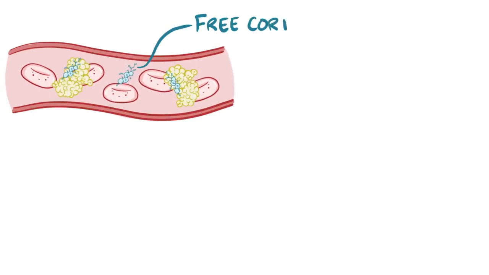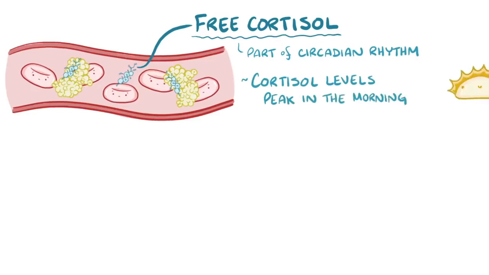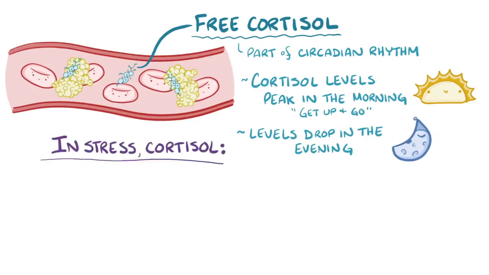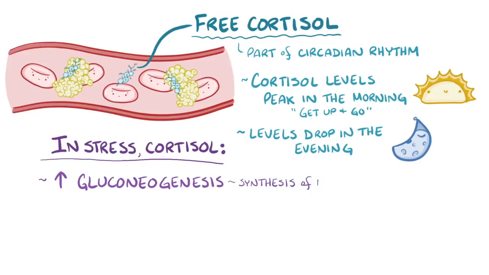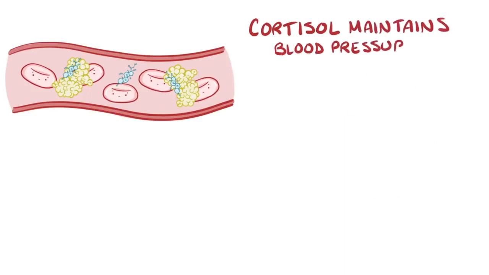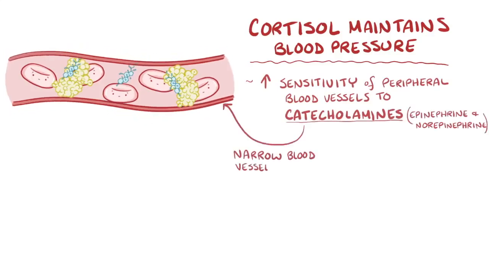Free cortisol in the blood is involved in a bunch of stuff, and it's part of the circadian rhythm. Cortisol levels peak in the morning when the body knows we need to get up and go, and then drop at night when we're getting ready for bed. In times of stress, the body needs to have plenty of energy substrates around, so cortisol increases gluconeogenesis, which is the synthesis of new glucose molecules, as well as proteolysis, which is the breakdown of protein, and lipolysis, which is the breakdown of fat. Cortisol also helps to maintain blood pressure by increasing the sensitivity of peripheral blood vessels to catecholamines, like epinephrine and norepinephrine, and this narrows the blood vessel lumen.